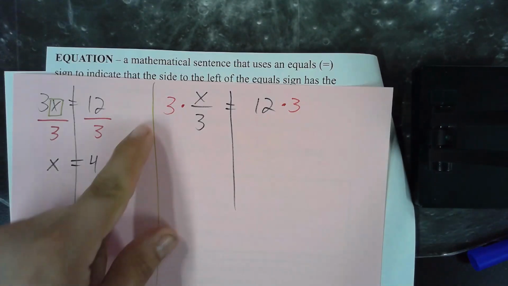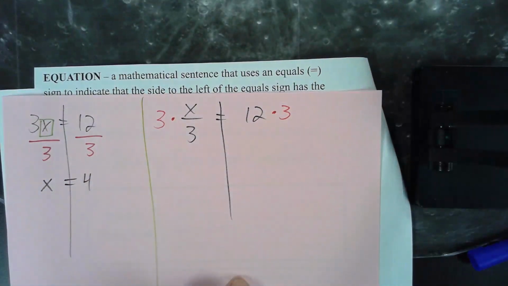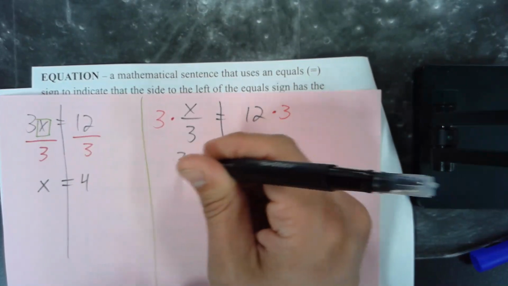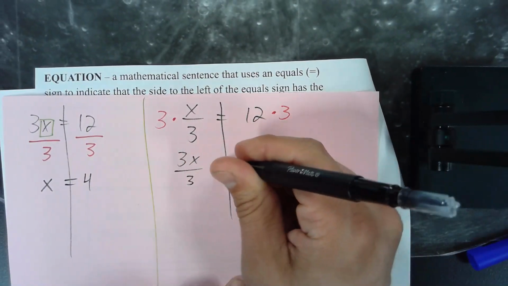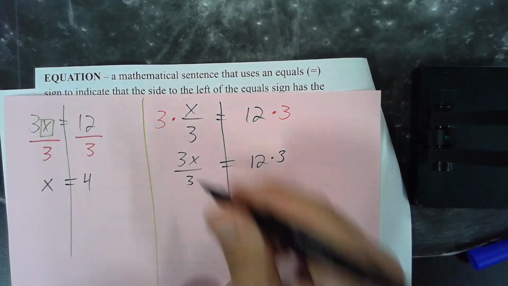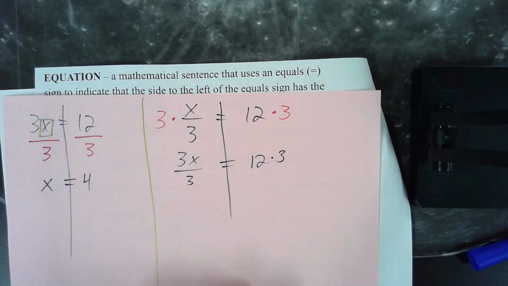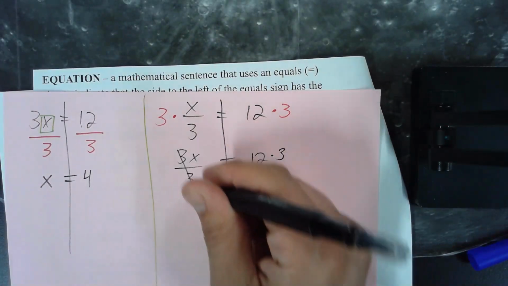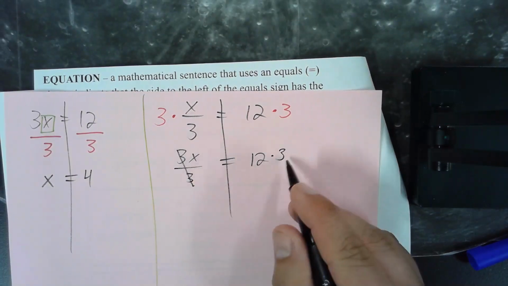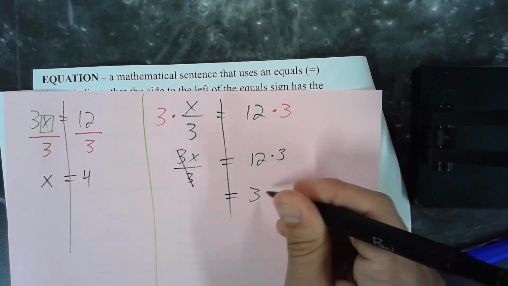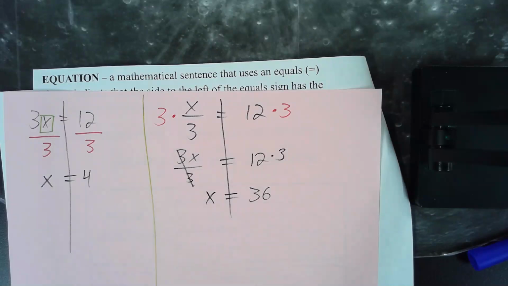What happens over here, I'm going to make an extra step just so you guys can see this. This would become 3x divided by 3 equals 12 times 3. When I have something on the bottom and top of a fraction sign or a division sign, those two things cancel. It becomes 1. So those cancel. 12, and what's 12 times 3? 36. So this one, x equals 36.